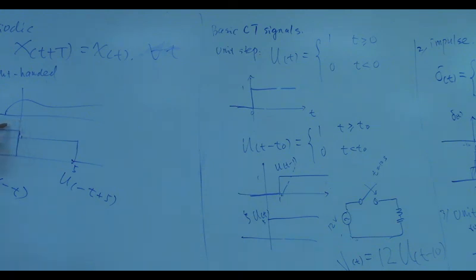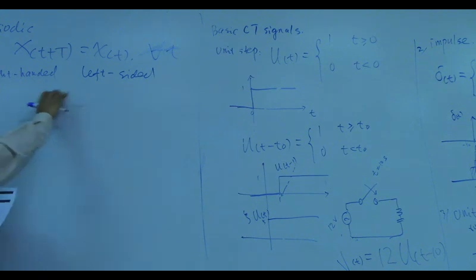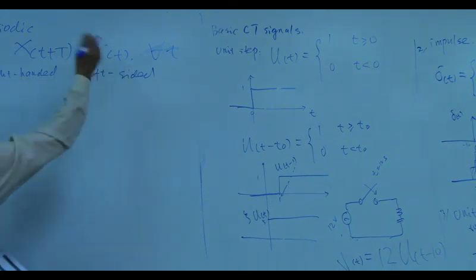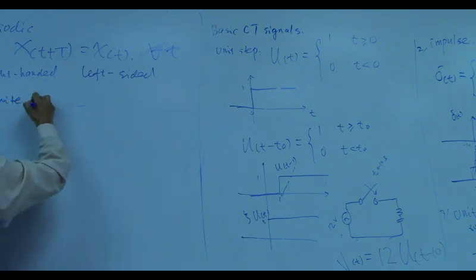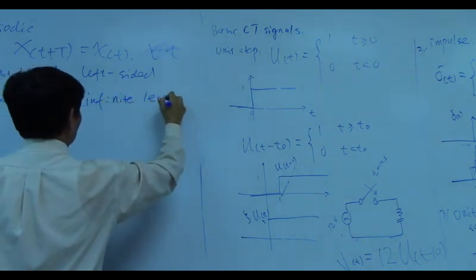This one is infinite length. This one is infinite length. Finite length means like this, or like this. It's called finite length or infinite length. Right-handed, left-handed, right-sided, left-sided. They use different names. They mean the same thing, right? Handed, sided, doesn't matter. The next is finite length. Okay. Infinite length.